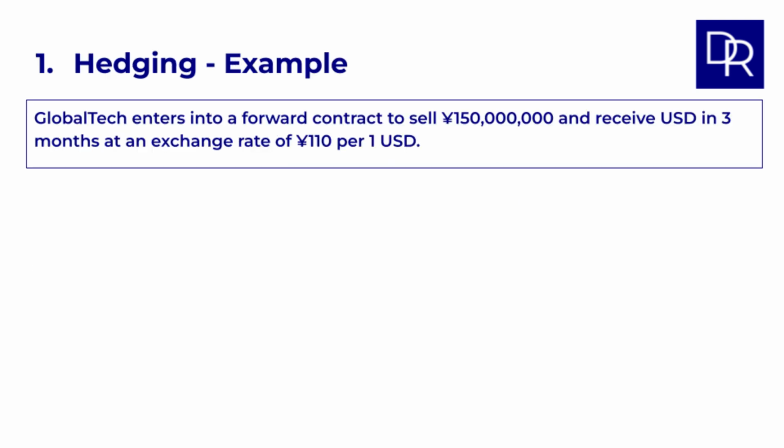Back to our example. Let's say in the forward contract, Global Tech locks in a forward exchange rate of 110 yen per US dollar. That means for every 110 yen, they will receive 1 US dollar in 3 months, regardless of the actual spot exchange rate at that time. Now, let's look at some potential outcomes.